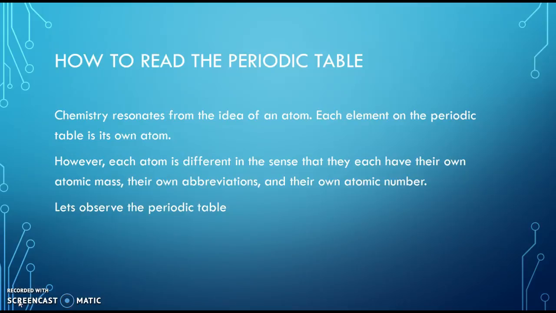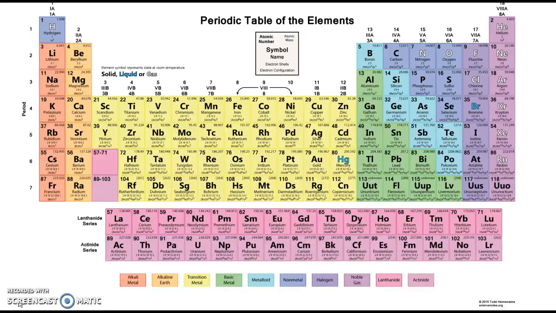However, each atom is different in the sense that they each have their own atomic mass, their own abbreviations, and their own atomic number. Now let's look at a periodic table. As you can see, there are different letters, different colors, and many different numbers on the periodic table.